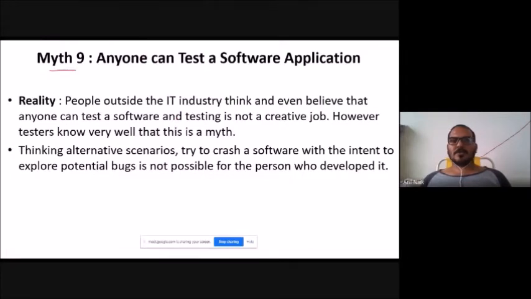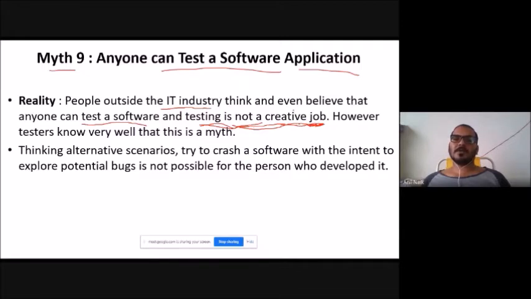Next myth is the misconception that anyone can test the software application. People outside the IT industry think and even believe that anyone can test the software. They think testing is not a creative job, but that is wrong. Testing is a creative activity, and it is a very important process in software development.